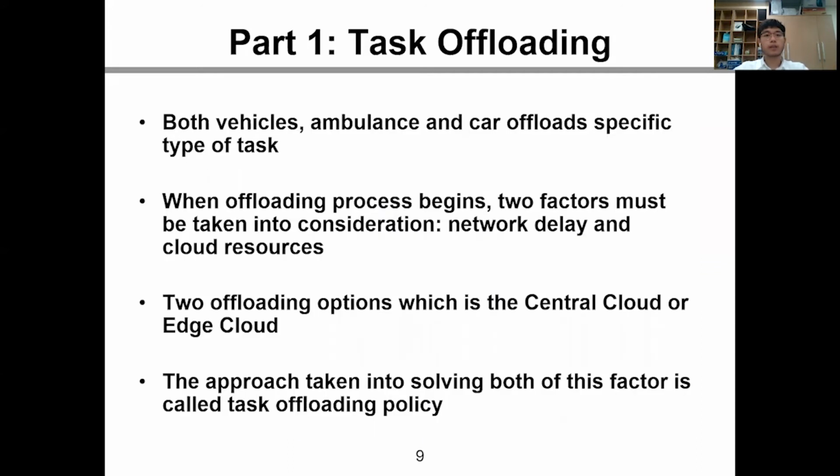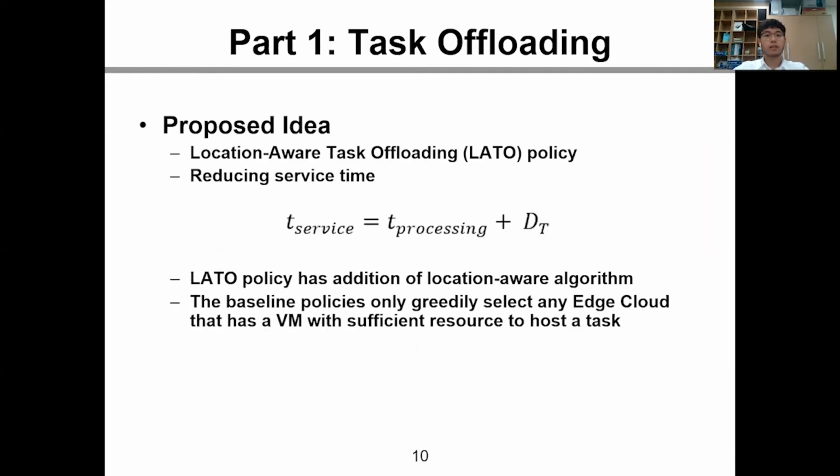The approach taken to solve both of these factors is called the task offloading policy. In task offloading, we propose a policy called location-aware task offloading. Basically, the main goal is to reduce the service time of offloading the task. Service time here can be simply understood as the sum of the processing time plus the network delay.